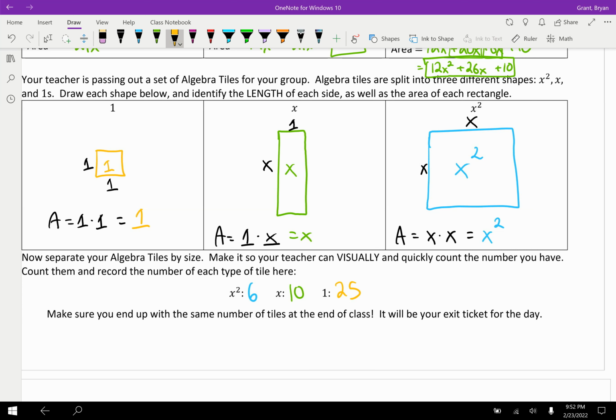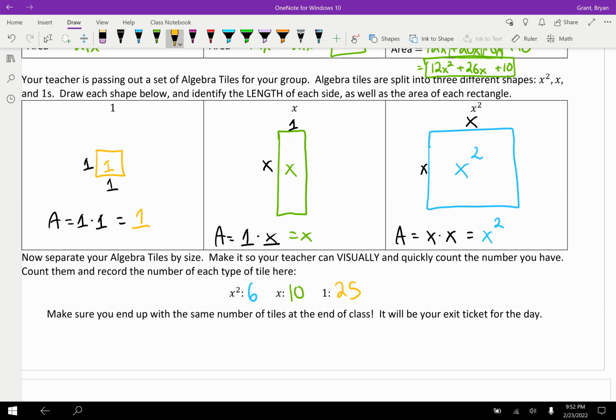Once your teacher has picked up any of the extras, if you are one of the groups where you don't have enough, let your teacher know and they will give you extras. You need to end with the same number of tiles at the end of class. So that means if a few of your tiles accidentally end up on a neighbor's desk, you're going to have to rectify or fix that number. If tiles end up accidentally falling on the floor, you'll need to pick those up. So keep track of them, please. That is going to be your exit ticket.